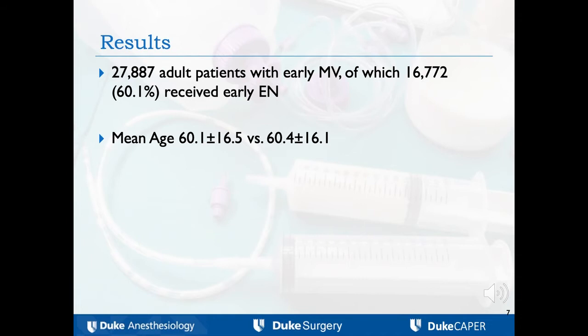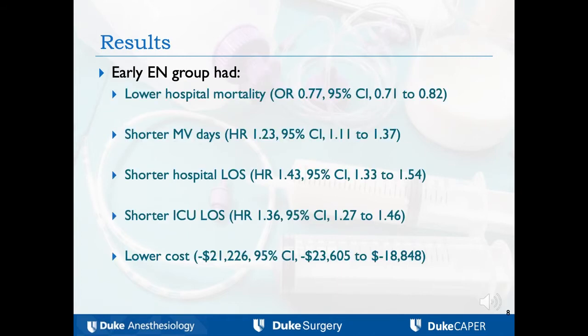Our analysis identified a total of 27,887 adult patients with early mechanical ventilation, of which 16,772, 60%, received early enteral nutrition. The mean age was comparable between the groups, 60.1 versus 60.4 years. Regression analysis showed that early enteral nutrition was associated with lower hospital mortality, shorter days on mechanical ventilation, a shorter hospital length of stay, a shorter ICU length of stay, and overall lower costs.